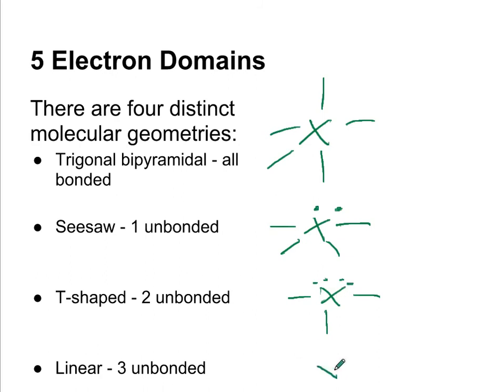And if there are 3 unbonded pairs, it's linear. We've gotten rid of the 3 bonds that were in the same plane, and all that's left were the polar bonds, so it's just tipped on its side down here.